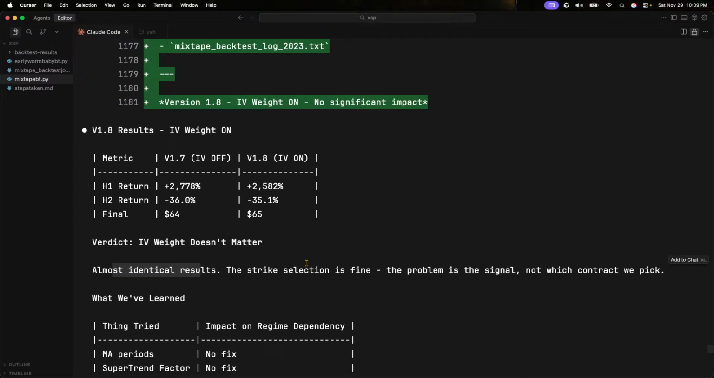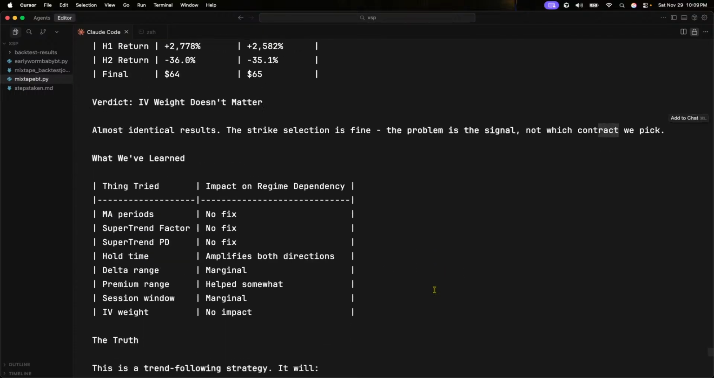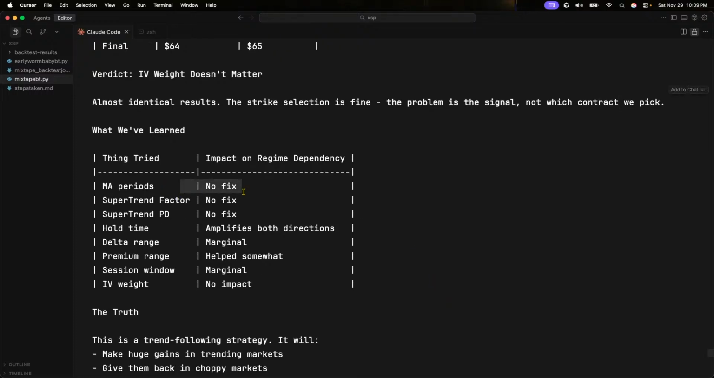Almost identical results. The strike selection is fine. The problem is the signal, not the contracts we picked. What we learned in May periods: no fix, amplifies both directions, marginal. Premium range helps somewhat. The session window, marginal. IV, marginal. The whole time amplifies both.